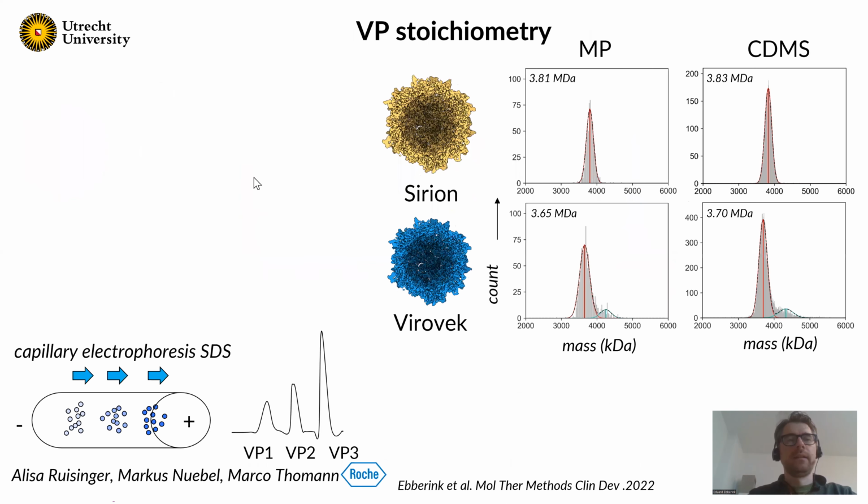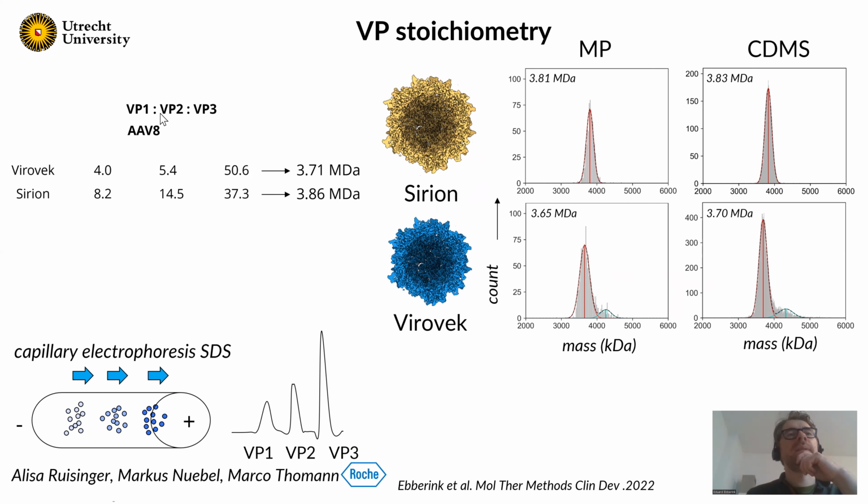So together with our collaborators at Roche, we performed a different assay, a capillary electrophoresis assay, where we would take our pools of AAV, both from Sirion and ViroVec, and separate the VPs, the VP1, VP2, and VP3 proteins, and basically quantify the amount of VP1, VP2, and VP3 in those pools of AAVs.